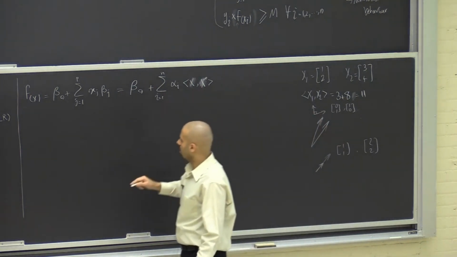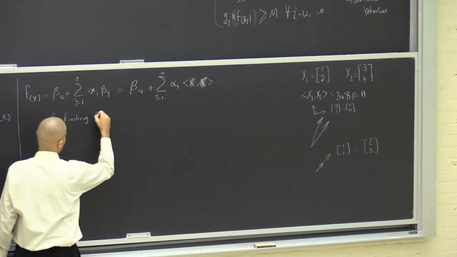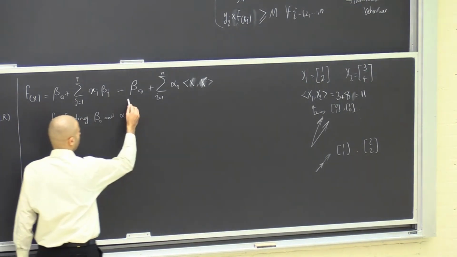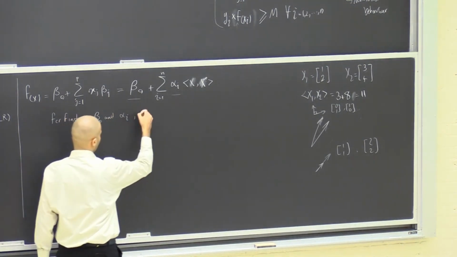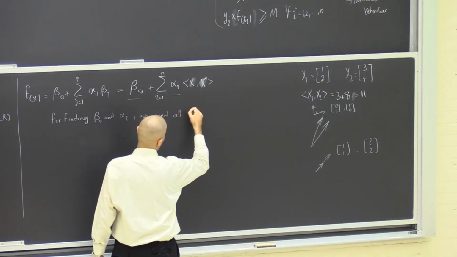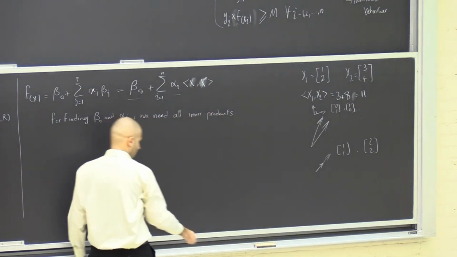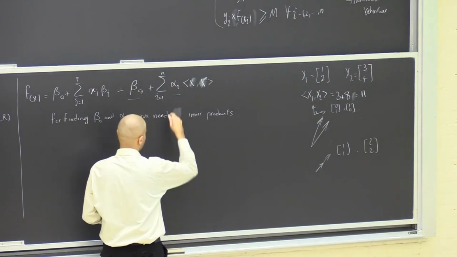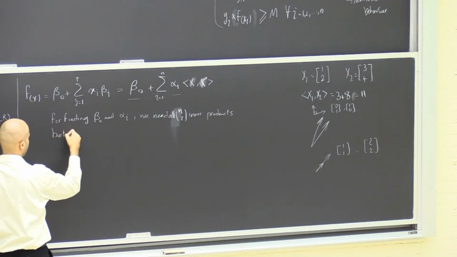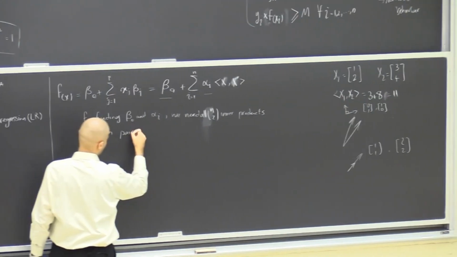So this is the model, but for finding these coefficients, which are to be estimated, we need all, let's say, inner products. Actually, it's all n choose 2 between pairs of observations.